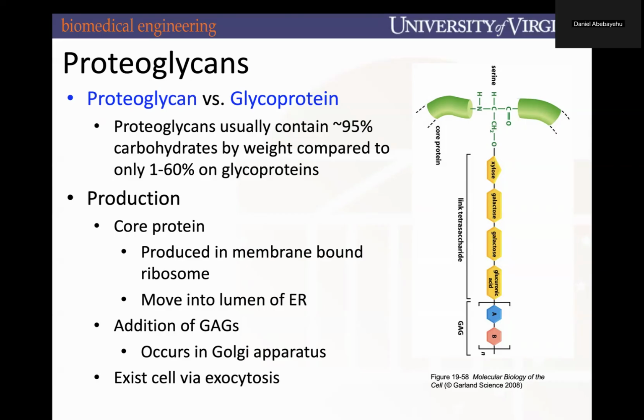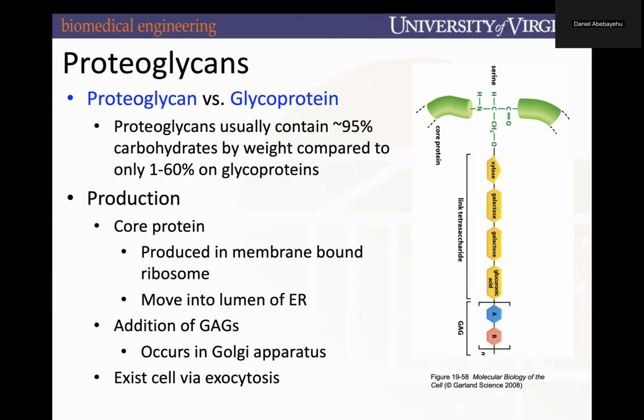When I say mostly sugars, proteoglycans can have 95% of their molecular mass consist of carbohydrates. That usually means there's a small amount of protein with lots of GAGs, lots of sugars, added to that core protein. And the way those proteoglycans are produced is that there's first some core protein that is expressed and translated in the cell.